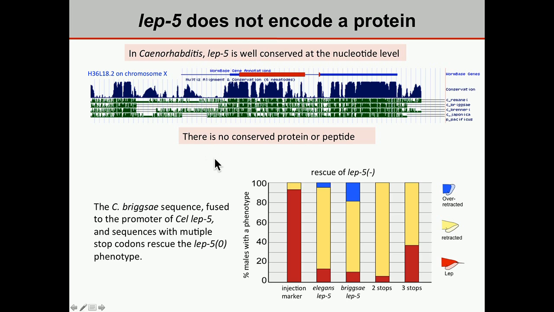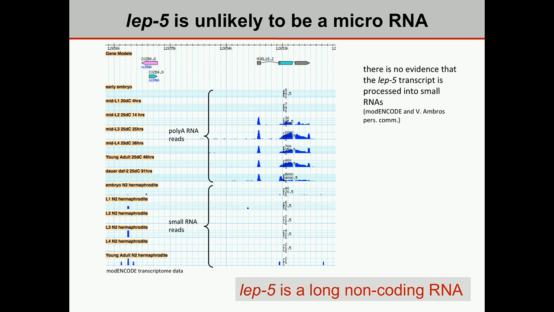To show that, we fused the C. elegans promoter to this Brixey sequence, which has no ORF, and expressed that in our mutants, and here you can see the result. This construct rescues as well as the wild-type construct, or as the C. elegans version of this gene. We also introduced 2 and 3 stop codons into the predicted coding region, and that also rescues. So it doesn't seem to produce a protein.